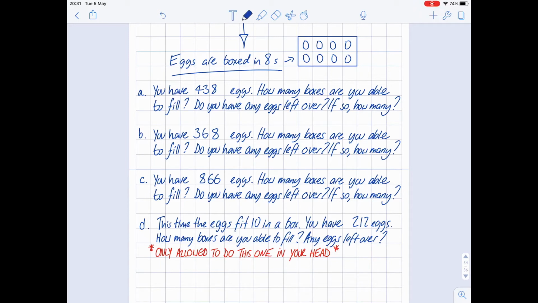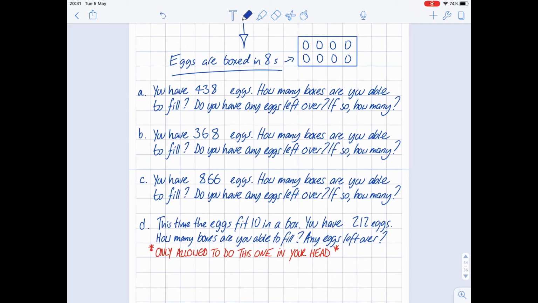So my eggs are boxed in 8s. All right, so 8 eggs go into every box. So I've given you different amounts of eggs, and I've asked you how many boxes can you fill, and if there are any eggs left over. All right, if you've got a remainder, that's how many eggs you've got left.